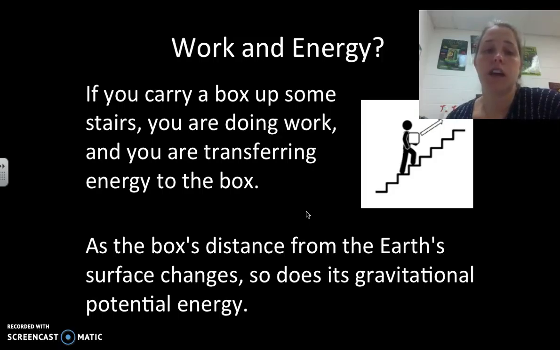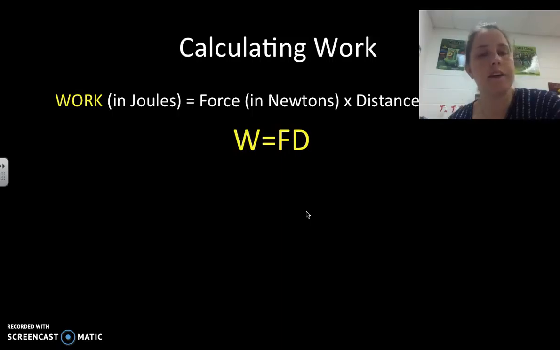So, work and energy. If you carry a box up some stairs, you're doing work, but you're also transferring energy to the box. As the box's distance from the Earth's surface changes, so does the gravitational potential energy. Remember that that's the chance that that object will fall to the Earth, or the amount of energy that it would create falling to the Earth.